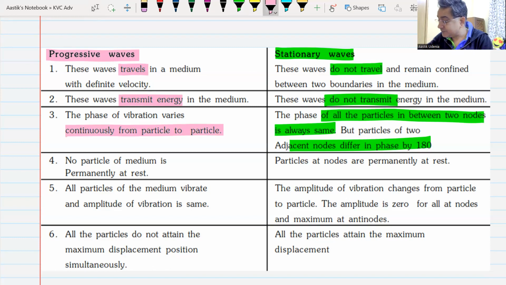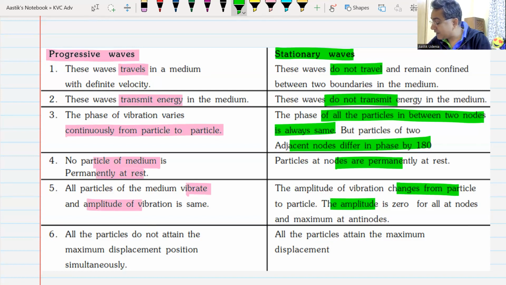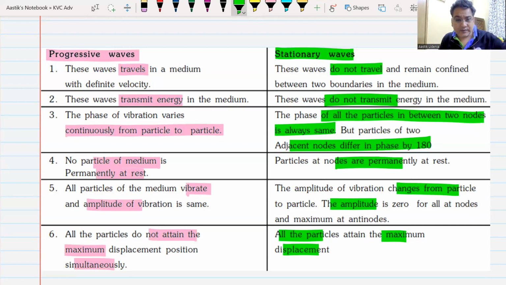Do we understand this? No particle is permanently at rest. Nodes are permanently at rest. These vibrate with the same amplitude. These vibrate with different amplitudes. Amplitude of node is 0, amplitude of antinode is maximum. Here, all the particles do not attain their maximum position simultaneously. Here, all particles attain maximum displacement simultaneously. Between two nodes, they will be on the positive side. Between the other two nodes, they will be on the negative side.